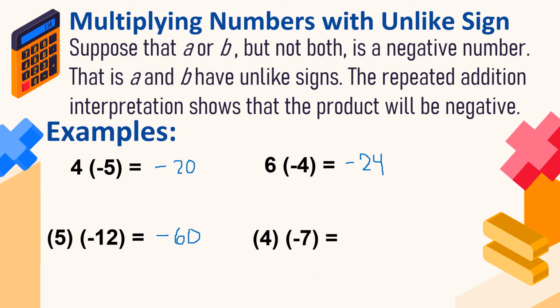Next, 4 times negative 7. So negative ulit ang sagot. And 4 times 7 will be 28. That's why the answer will be negative 28.